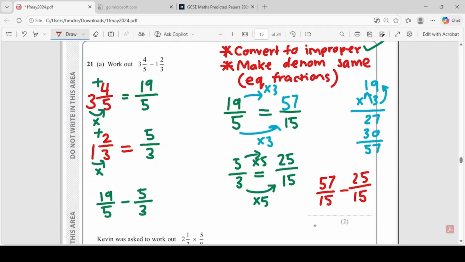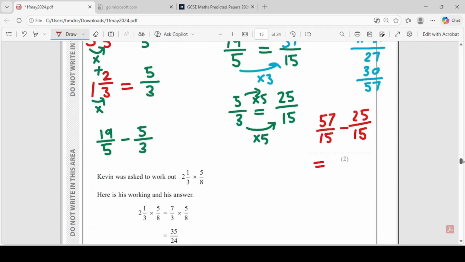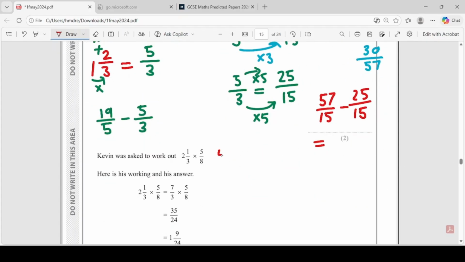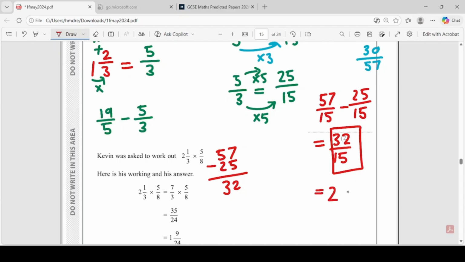And we can just subtract the top. So 57 take away 25. 7 take away 5 is 2. 5 take away 2 is 3. So it's going to be 32 over 15. Or you can then convert it back to a mixed number. So how many times does 15 go into 32? It goes in twice. Remainder 2 over 15.